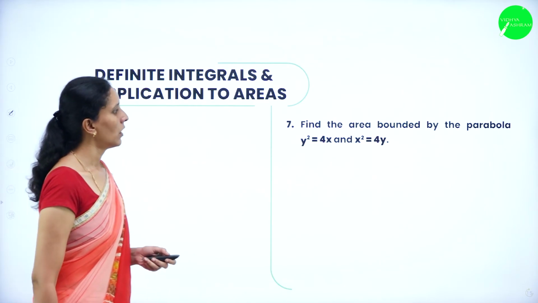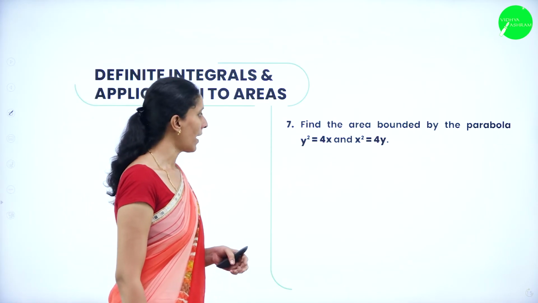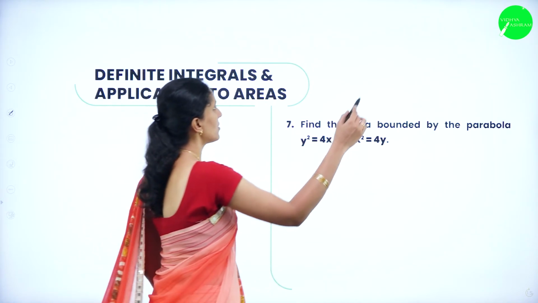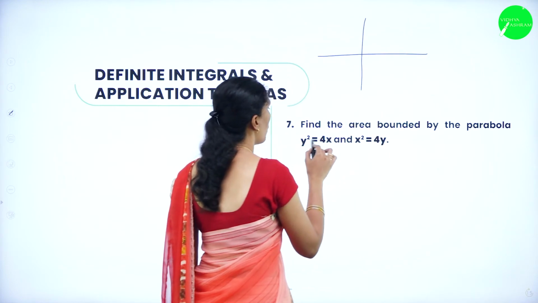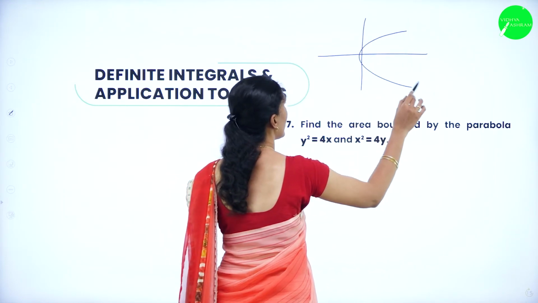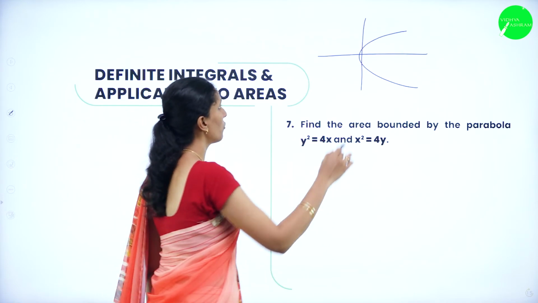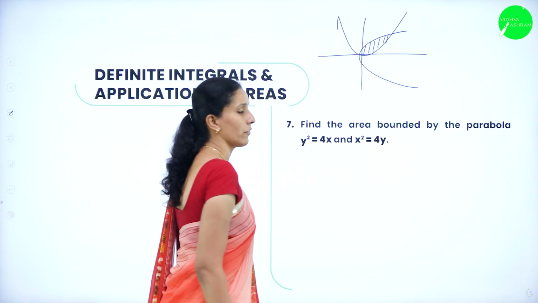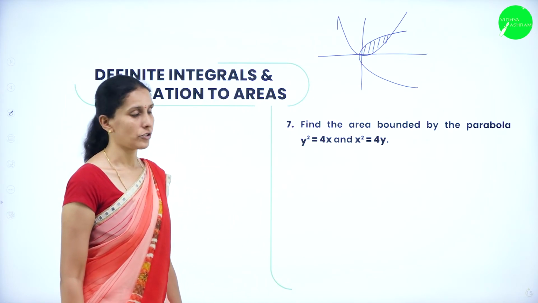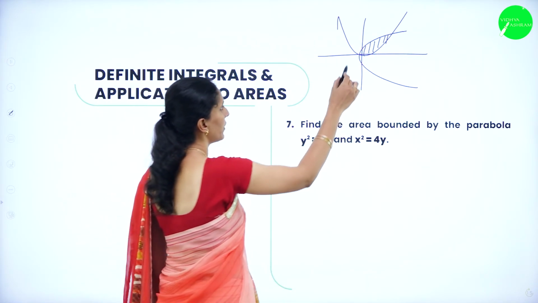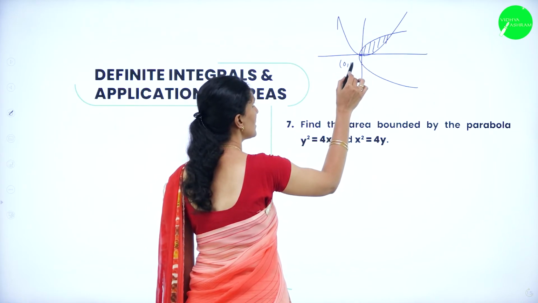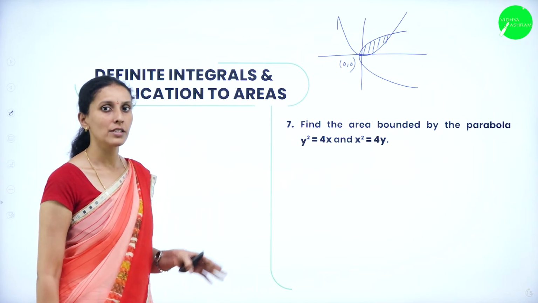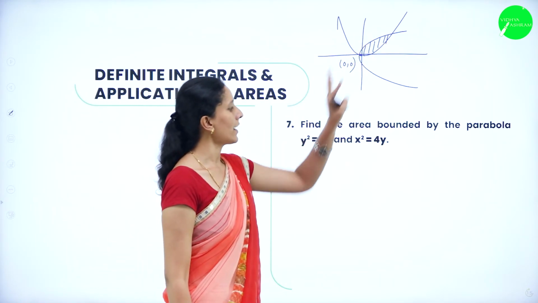So this is the area of the required curve. Next one. Find the area bounded by the parabola y square is equal to 4x, x square is equal to 4y. So let me write the curve. Y square is equal to 4x means it's a right-handed parabola. X square is equal to 4y is an upward parabola. So we need to calculate this curve. Let us find the point of intersection now. So first point of intersection is clearly the (0, 0). Both will touch at the origin because the vertex for both curves is the origin. Let us find the second point here.